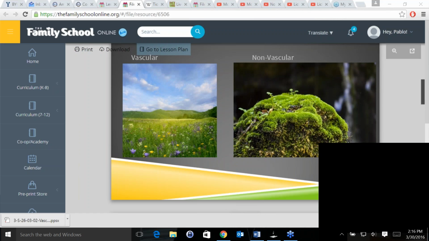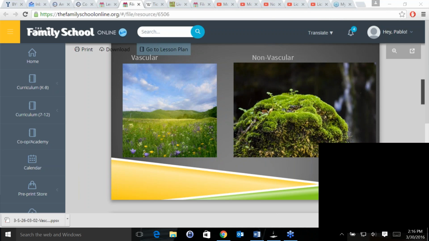So in this slide, what are some of the things that are different between vascular and non-vascular plants? What could you see that one has and the other doesn't? One grows on rocks, okay? The vascular has roots, all right? Okay. So the moss are certainly smaller.